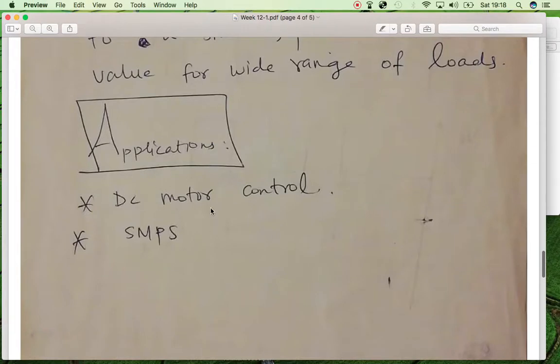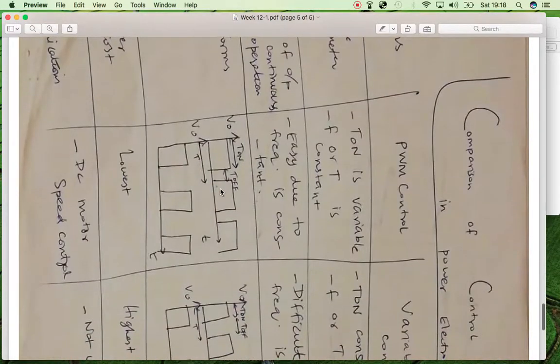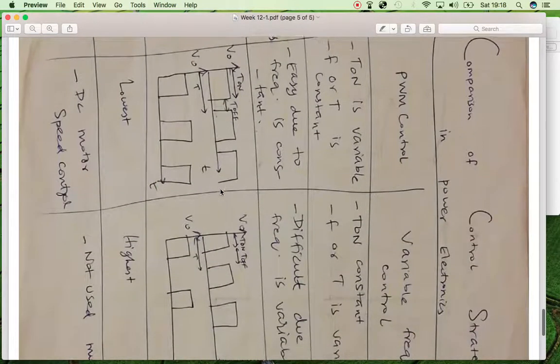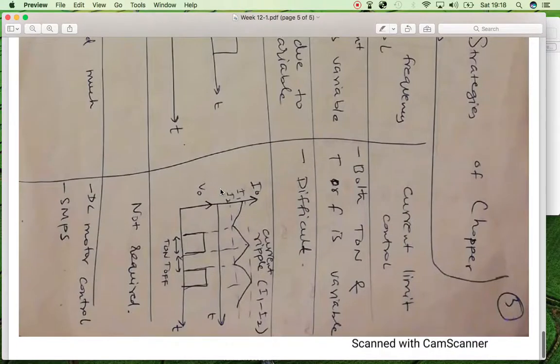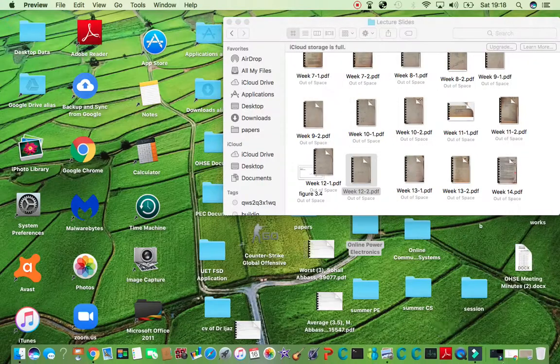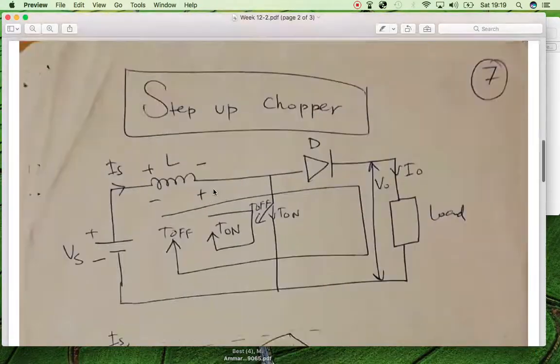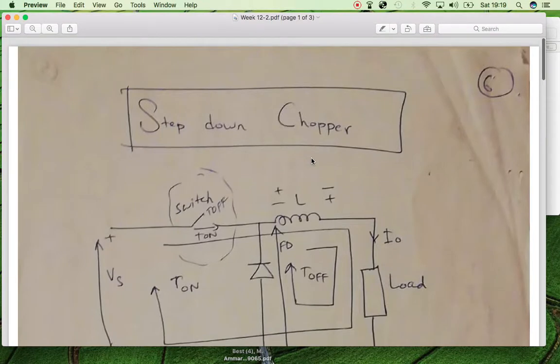We can use it in the DC motor for varying its speed. We can use it in switch mode power supplies as well. And this is a chart which is giving a description of the difference between all these control strategies of the chopper, and you can see it from here. Now I will discuss the step down and step up choppers.